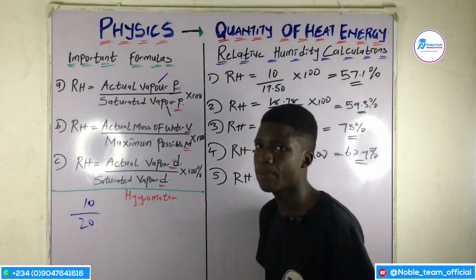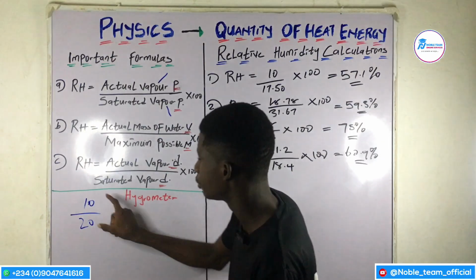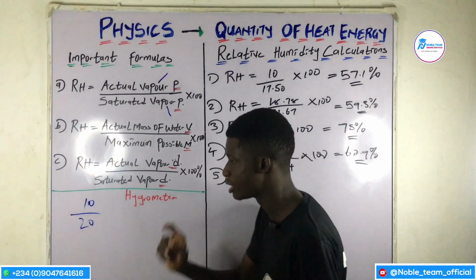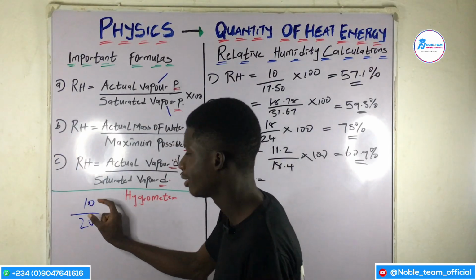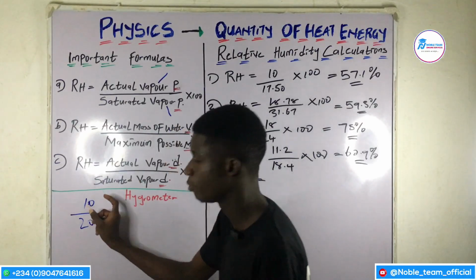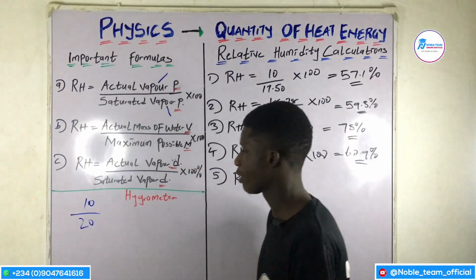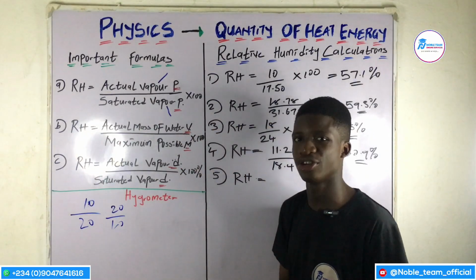So it is impossible. It is not possible for the denominator to be smaller than the numerator. Okay, so you cannot expect something like 20 over 10. It's not possible since you are multiplying by 100.